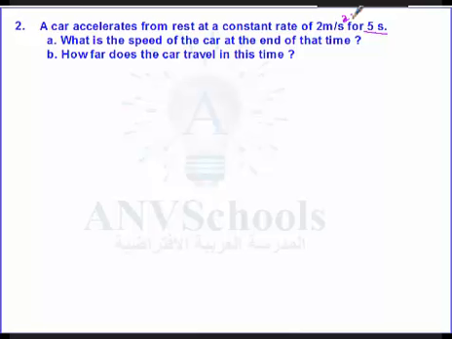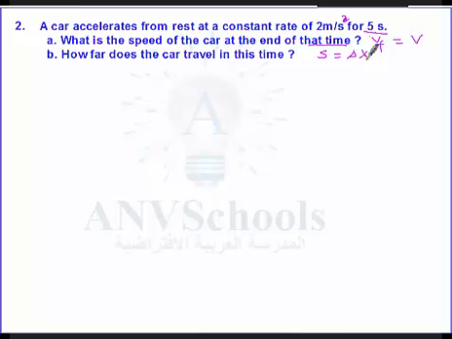So we are asked to find what is the speed of the car at the end of this time. We are asked to find the final speed. Here we are asked to find the final velocity of the car, that's v. And how far the car travels, that's the total distance traveled by the car, or we can call it change in displacement. They are all the same.